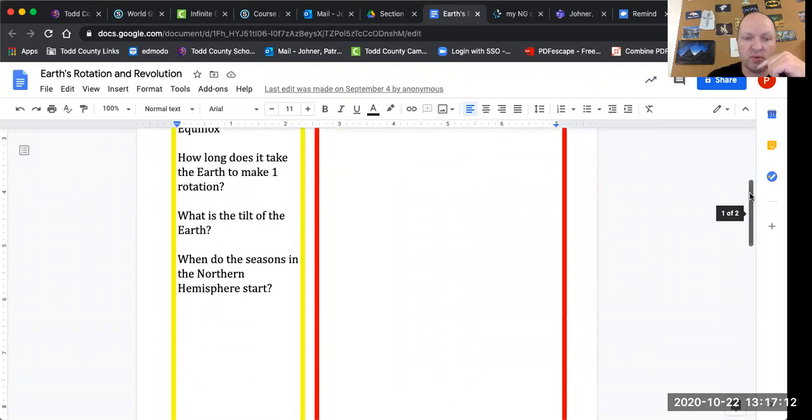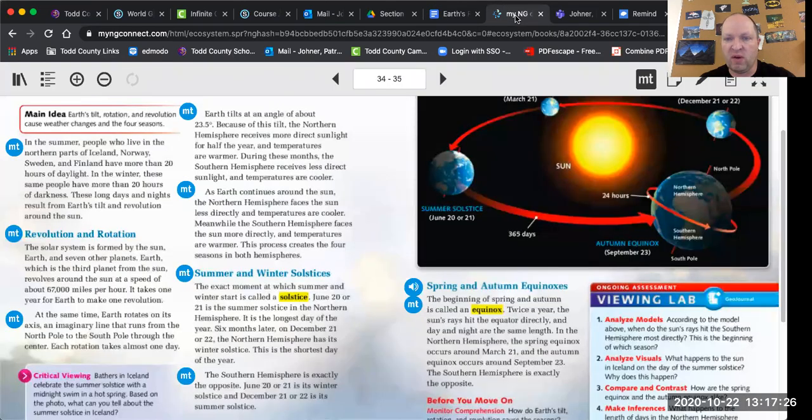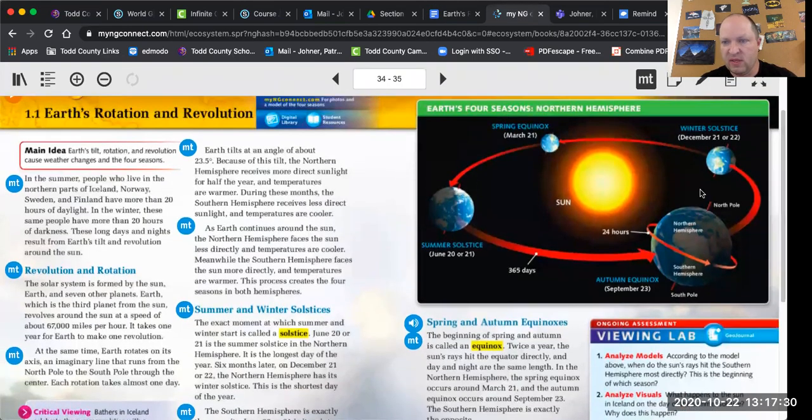Now here's probably the hardest of the bunch here. When do the seasons in the Northern Hemisphere start? That means the area above the equator. We live in the Northern Hemisphere, in the United States. So if we look on page 35, okay, you see this drawing here, okay? You need to write down each season, spring, winter, fall, summer, or you can start wherever you want to.